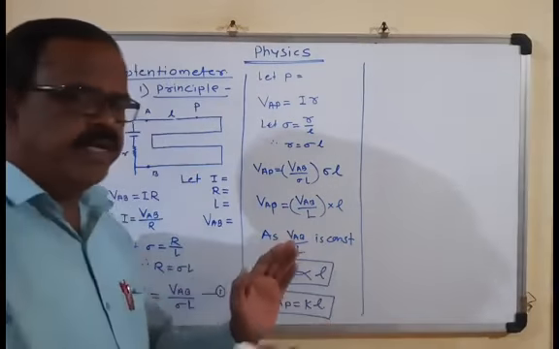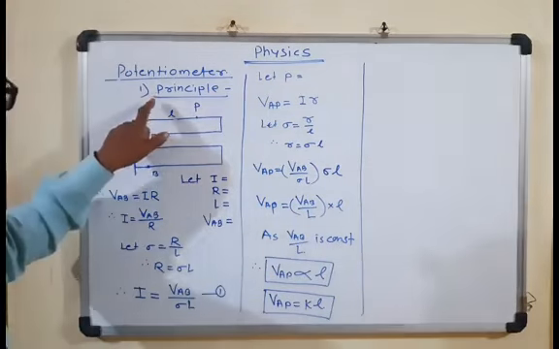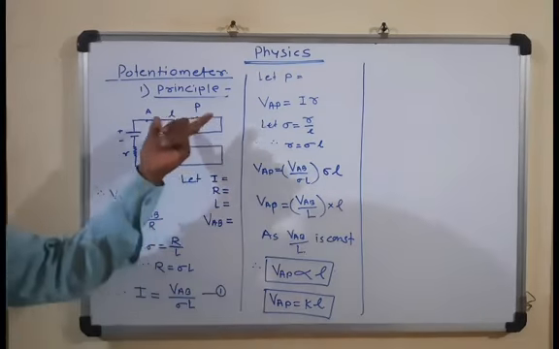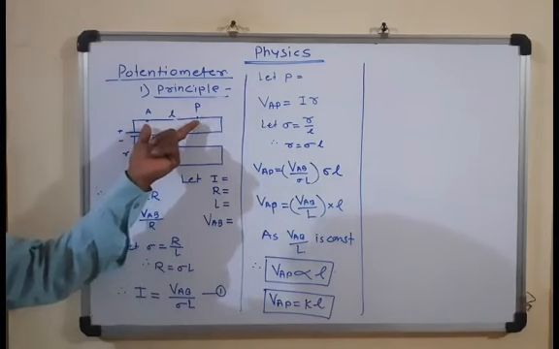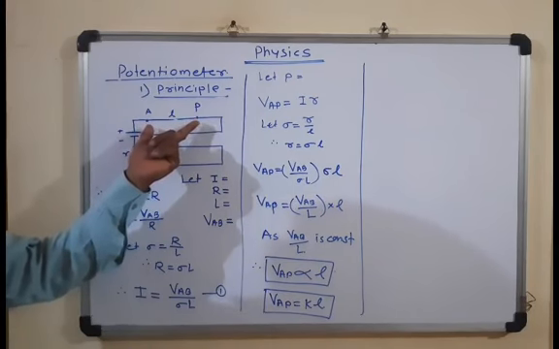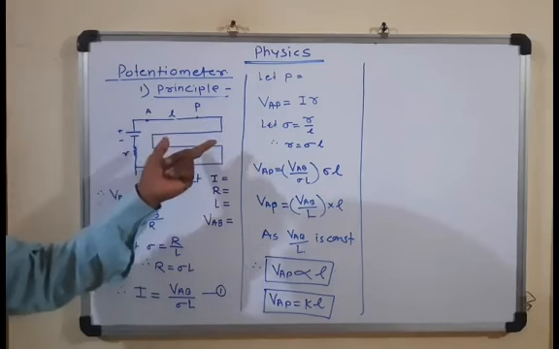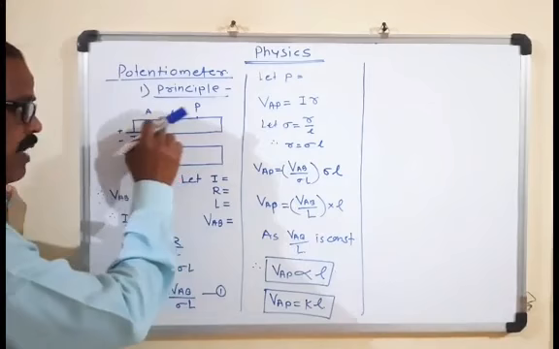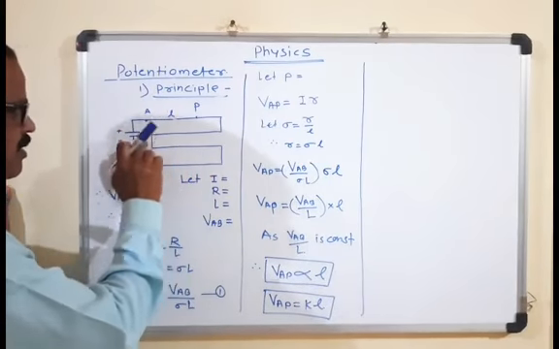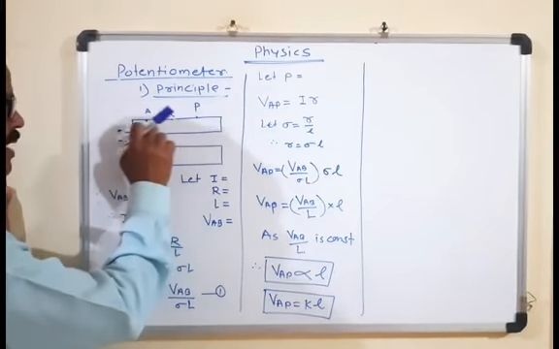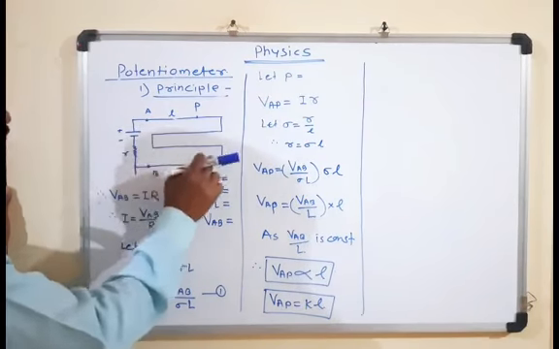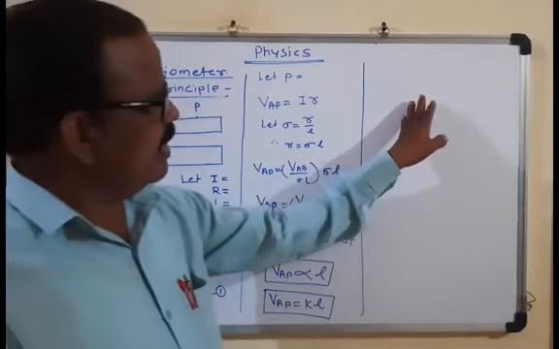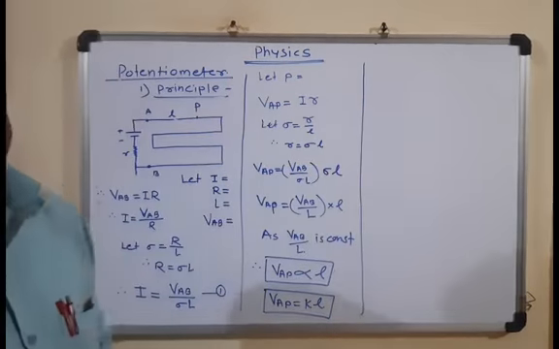From this equation, we can explain the principle of the potentiometer. The potential difference between two points of the wire is directly proportional to the length of the wire, provided the wire has uniform cross section, the temperature of the wire is the same, and the current flowing through the wire is the same. This is the principle of the potentiometer. Now we have to explain the uses of the potentiometer.